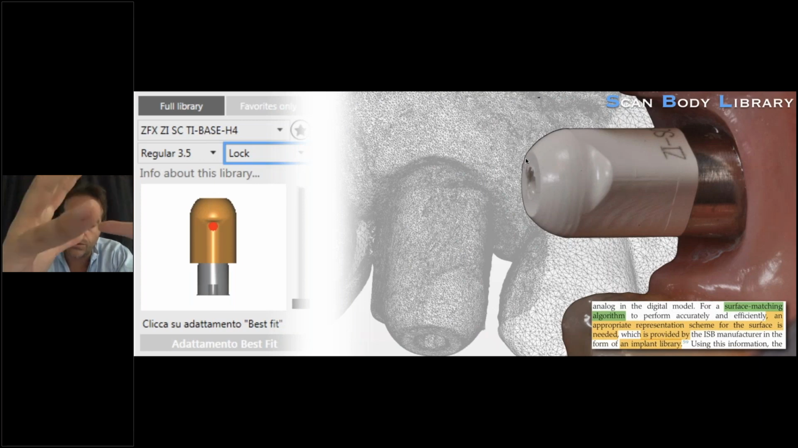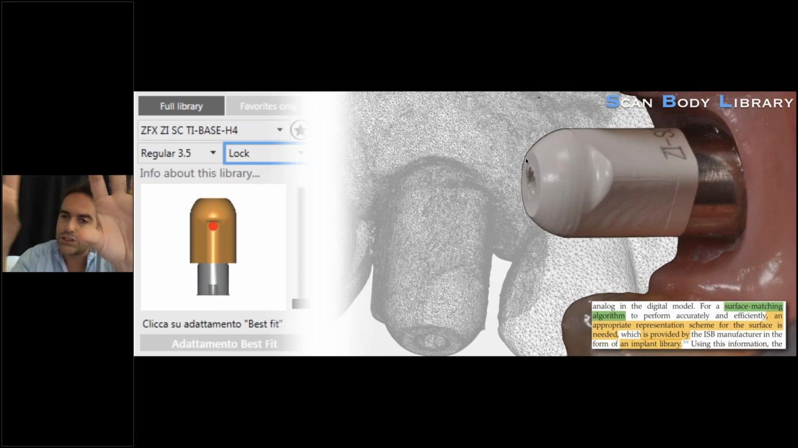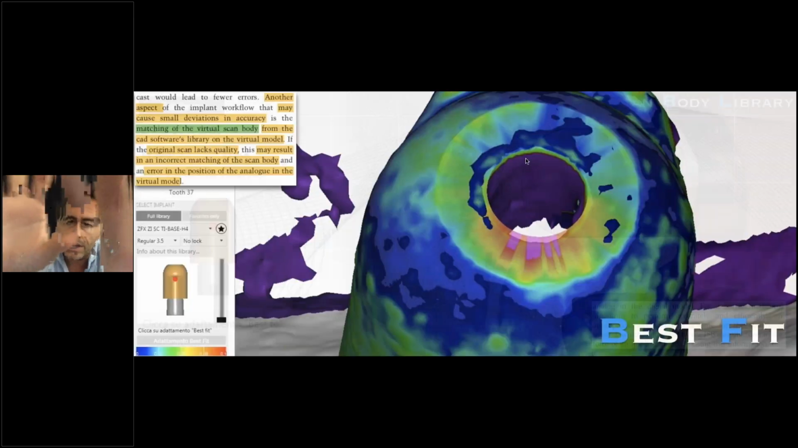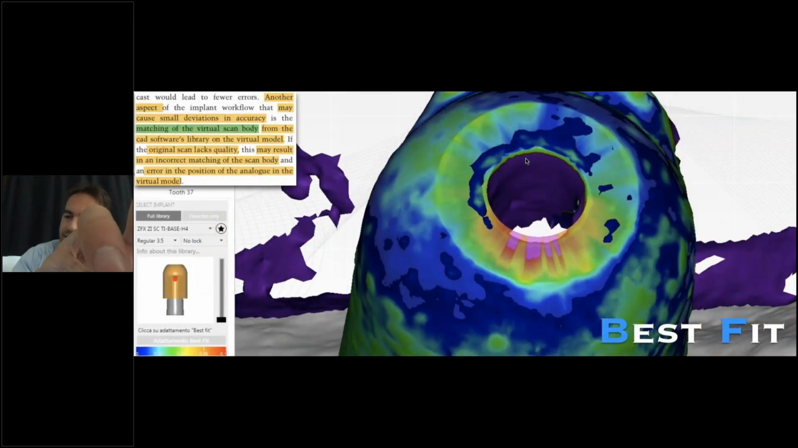The next step, the best fit. So we have seen how to take an impression, what the intraoral scanner requirements are, what the scan body requirements are, and now let's see how to do the best fit. So right now we are sending everything to the lab, and the first thing that the lab has to do is the best fit. So basically, in other words, he has a library of scan bodies and is going to merge it with what we scanned in the mouth.